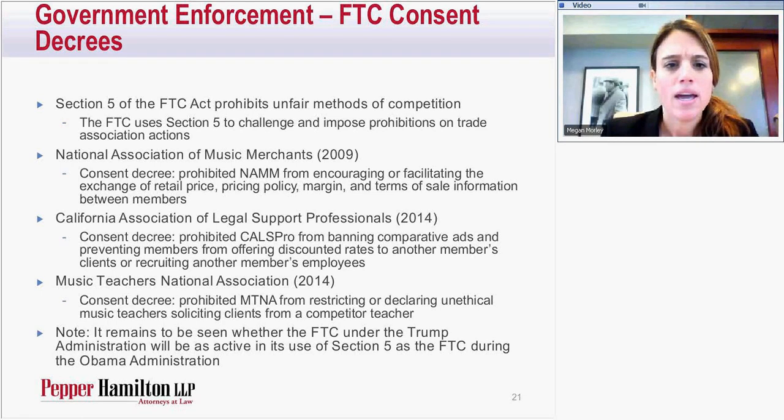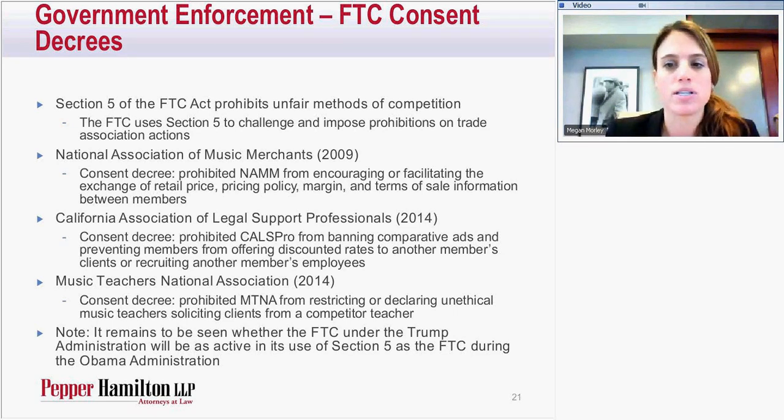And they've used it in the recent past against trade associations to issue consent decrees or reach agreements with these trade associations to prohibit certain behaviors. I'm going to go through a few examples.